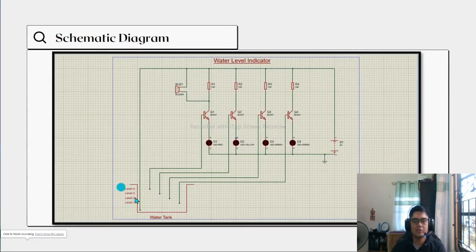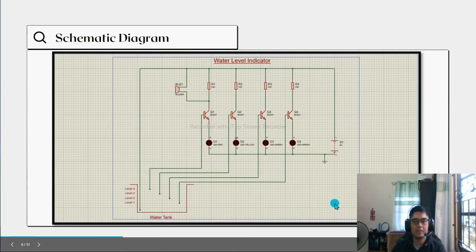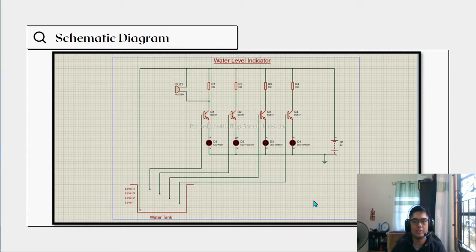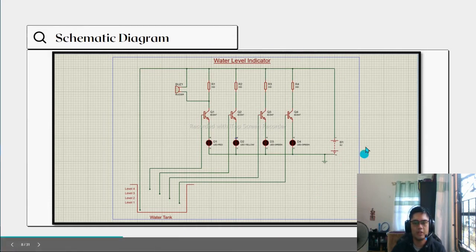Now let's take a look at the schematic diagram. For this experiment, we chose to use the Proteus software because the software can create the schematic diagram, PCB layout, as well as 3D visualizer from any views. So now we will focus on this schematic diagram.